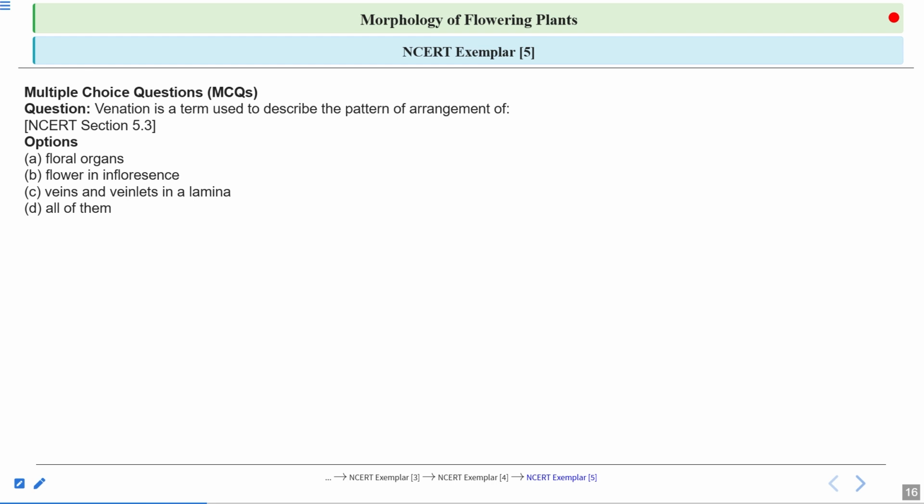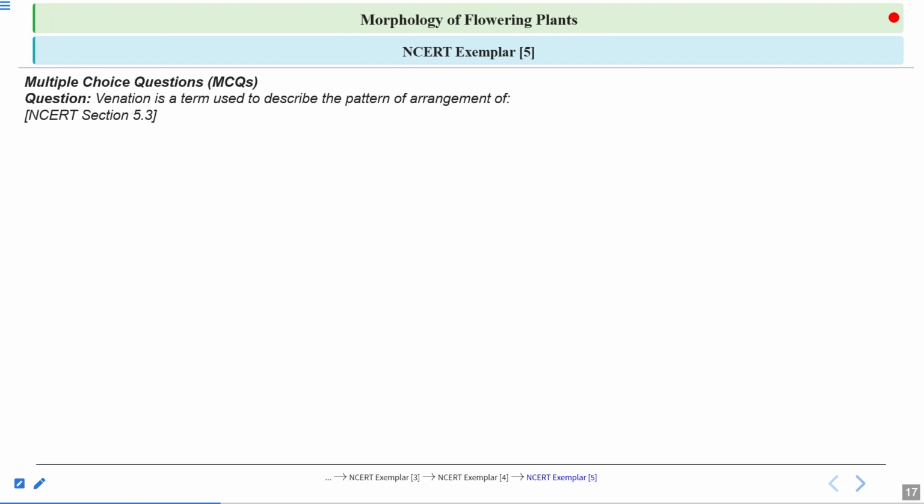Next question. Venation is a term used to describe the pattern of arrangement of. This is from NCERT section 5.3. Okay. So A, floral organs. B, flowers in inflorescence. C, veins and veinlets in the lamina. And D, all of them. Right? So let us see the answer.